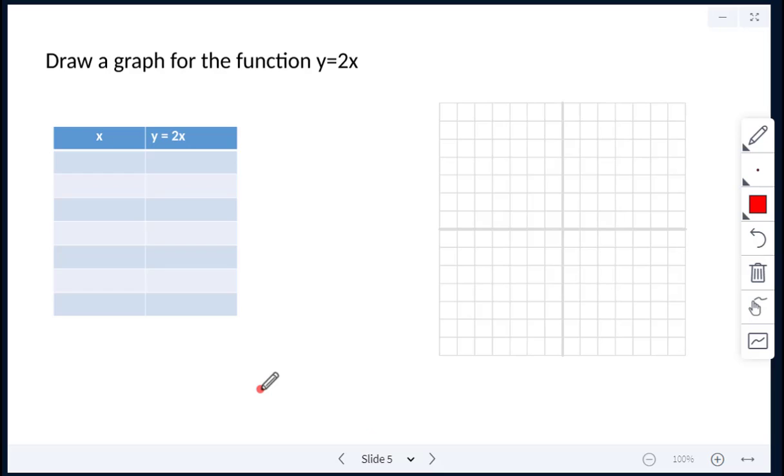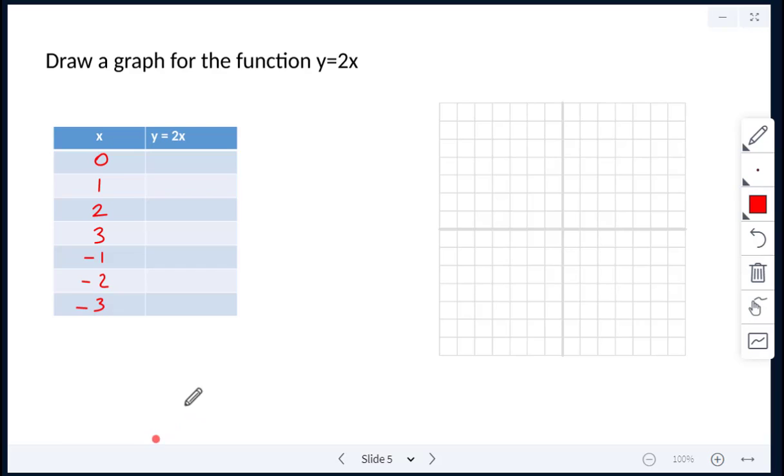So let's take a look at this example. We have to draw a graph for the function y equals 2x. What we're going to do is choose values for x, and usually you're going to use small values like 0, 1, 2, 3, and you can use -1, -2, -3. So let's choose 0, 1, 2, 3, -1, -2, -3. Just using small numbers is usually beneficial.